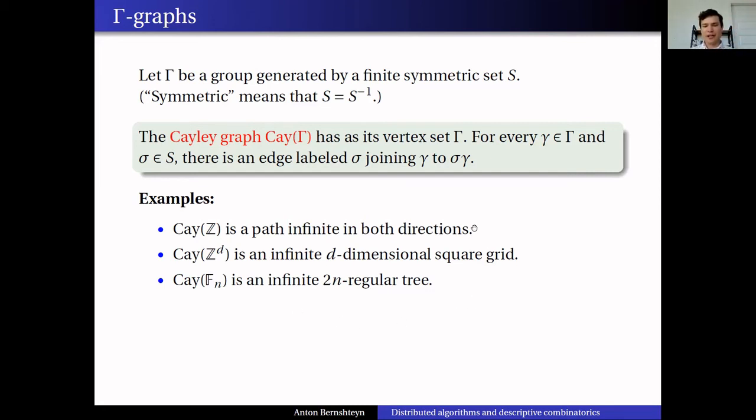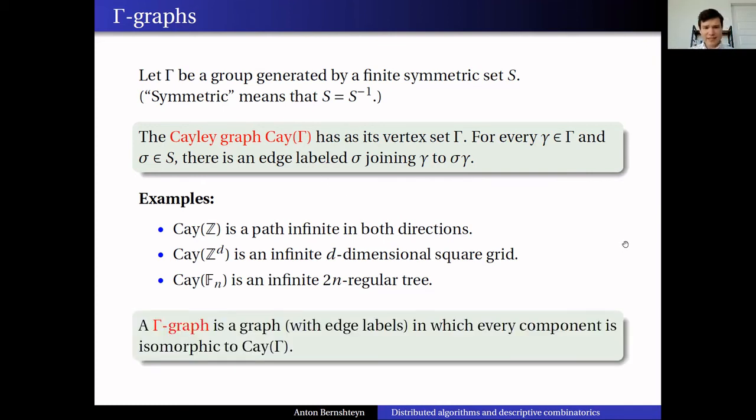So this framework of Cayley graphs is really just a broader context in which you can put all of these examples. Every group gamma gives rise to this nice symmetric looking graph, which is called the Cayley graph. And we say that a gamma graph is a graph with edge labels in which every connected component is isomorphic to the Cayley graph. So we think of one of these Borel graphs with uncountably many connected components, and each connected component looks like a Cayley graph. So maybe each connected component is a regular tree or a d-dimensional grid or a path, something like that.